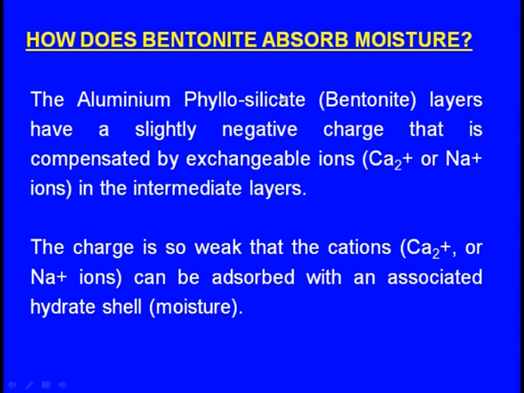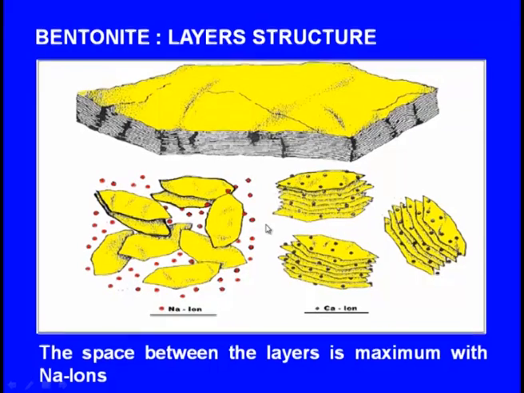The aluminium phyllosilicate bentonite layers have a slightly negative charge that is compensated by the exchangeable ions, right? Calcium ion or the sodium ion in the intermediate layers. The charge is so weak that the cations, calcium ions or the sodium ions can be adsorbed with an associated hydrate shell of moisture. Here we can see the bentonite layer structure, present in the form of a sheet-like, layered structure. This is the sodium ion and here we can see the calcium ion. The space between these layers is maximum with the sodium ions.